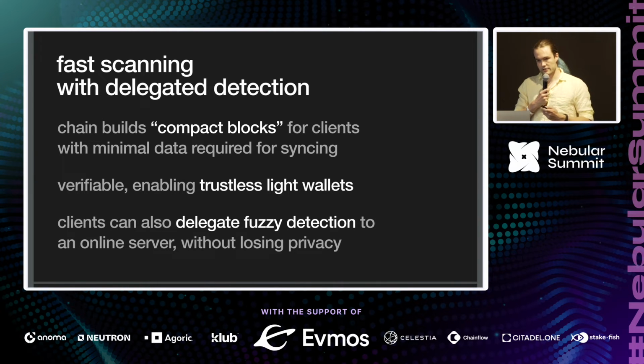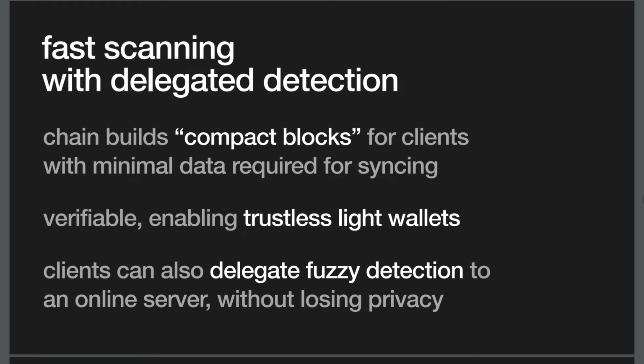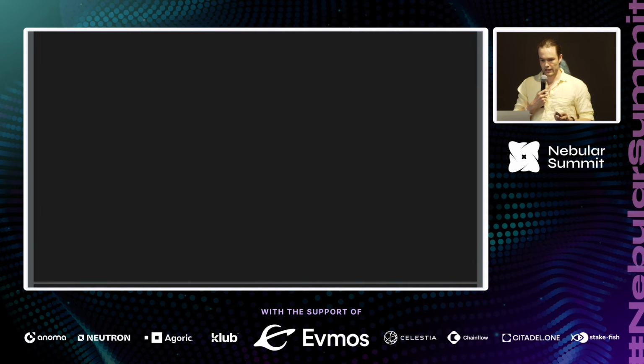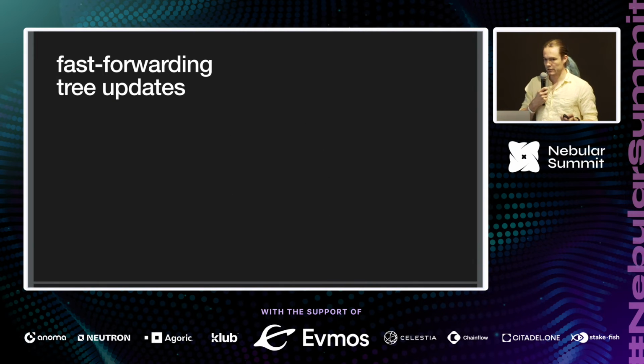Once you've got the scanning part faster, though, you're still left with this problem of, well, I have to keep this tree in sync. Even if you could have perfect pinpointing of what your transactions are, how do you avoid having to be processing everybody else's transactions into this state tree? And to address that problem, we've built the ability to do fast forwardable tree updates.